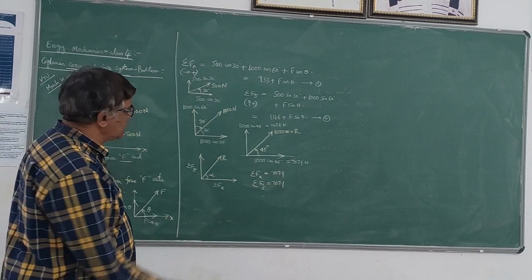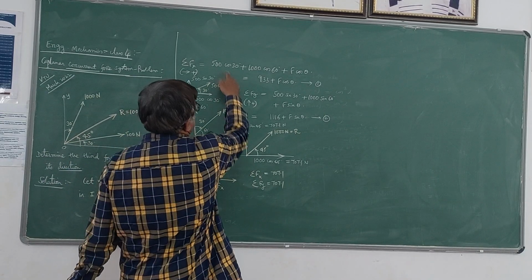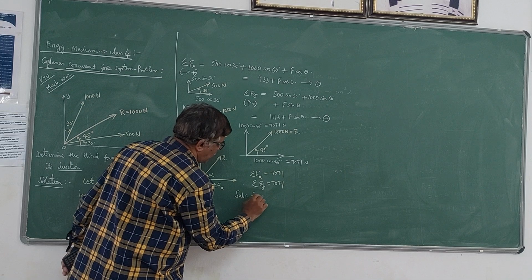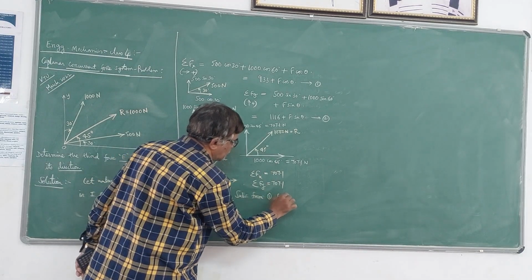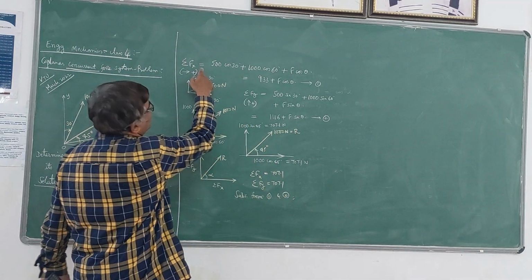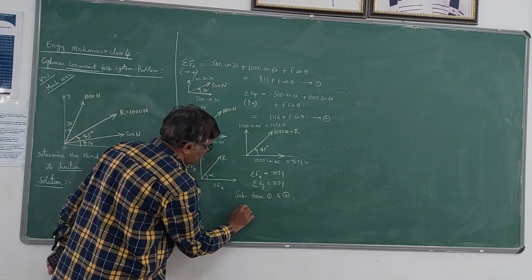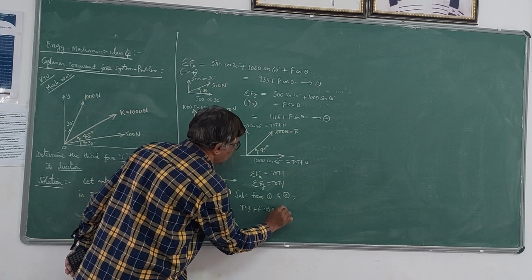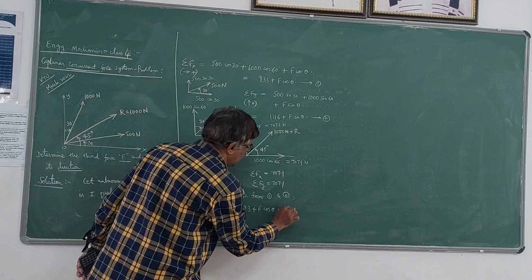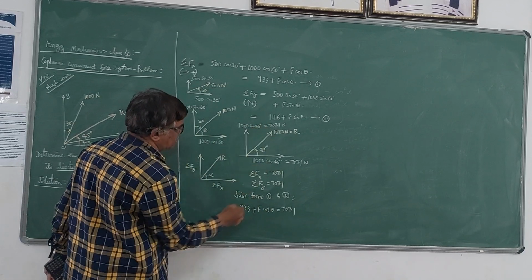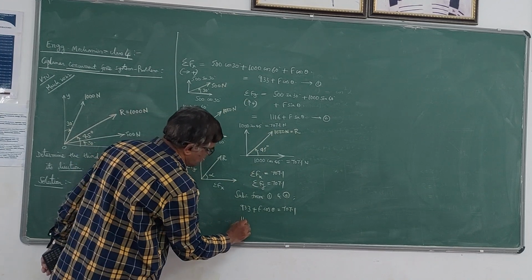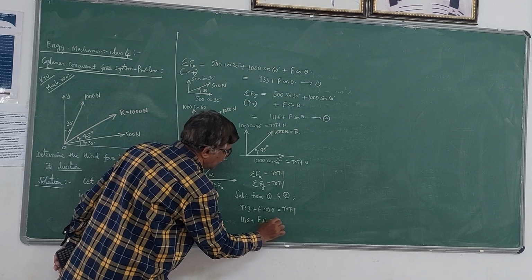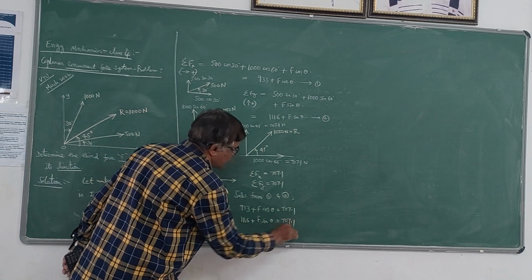Now substituting for sigma Fx and sigma Fy from equations 1 and 2. So sigma Fx we have got 933 plus F cos theta, that will be equal to 707.1. The other equation is sigma Fy, which is 1116 plus F sin theta, will be equal to the same thing, 707.1.